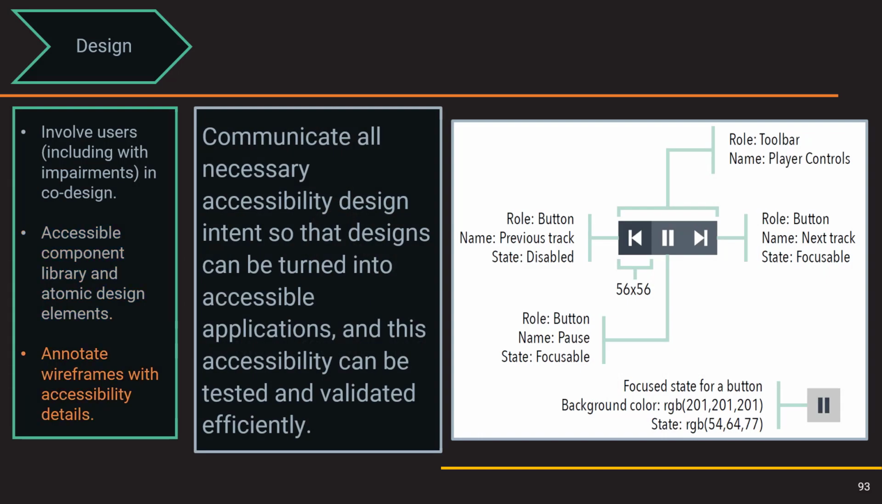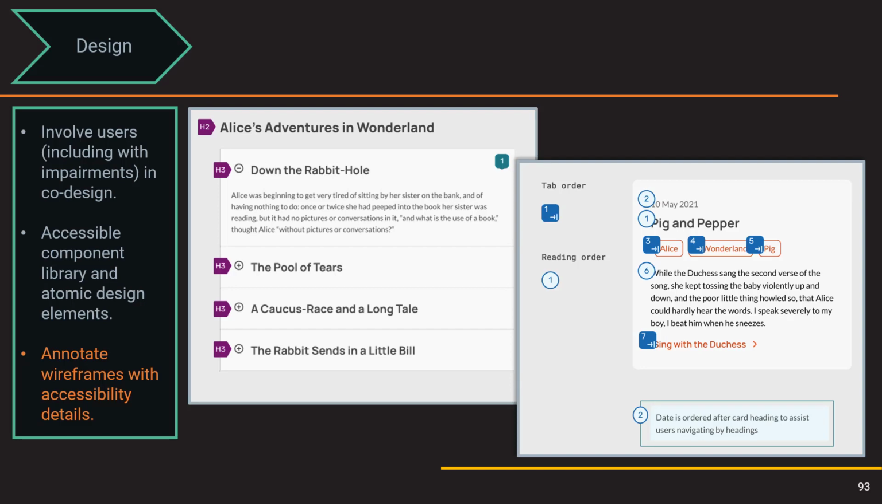At the wireframe stage, it's recommended to include design intent so that developers don't have to second guess how a design is meant to be accessible. Sarah Polis and Claire Weber of Intopia have shared their accessibility annotation library for use in Figma. In this example, headings, tabs, and reading orders have been annotated.